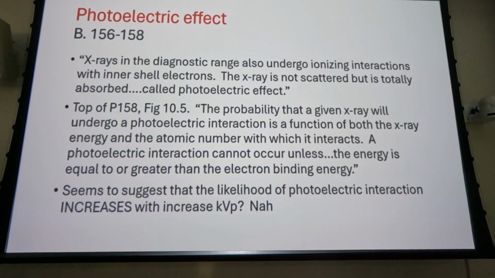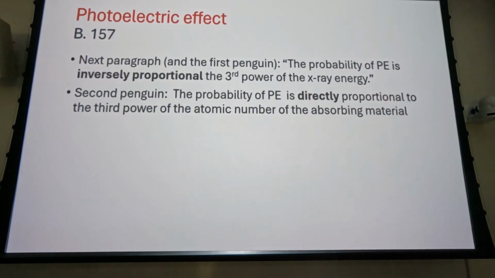A photoelectric interaction cannot occur unless the energy is equal to or greater than the electron binding energy, which always kind of seems a little contradictory to me. That seems to suggest the likelihood of photoelectric interaction increases with increased kVp. But no, if you go to the next paragraph, the second penguin on the page, it says the probability of photoelectric interaction is inversely proportional, and this is huge, to the third power of the X-ray energy.